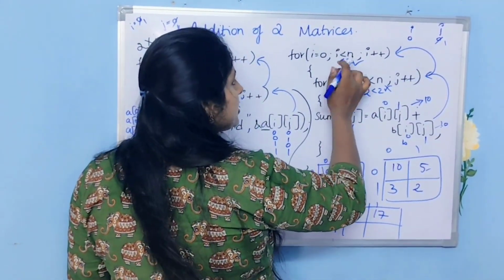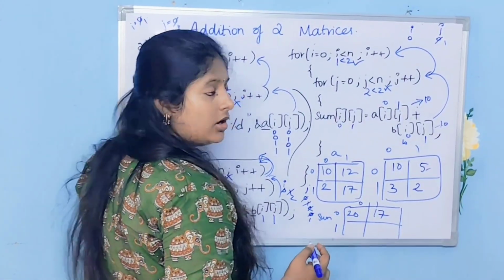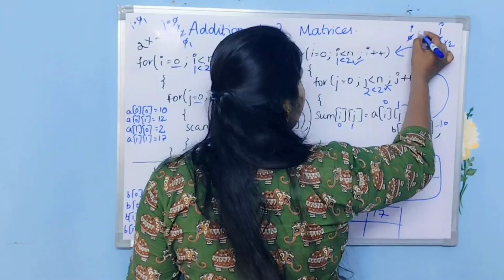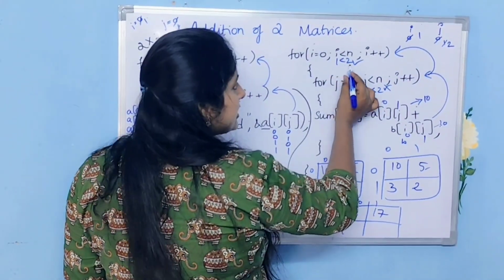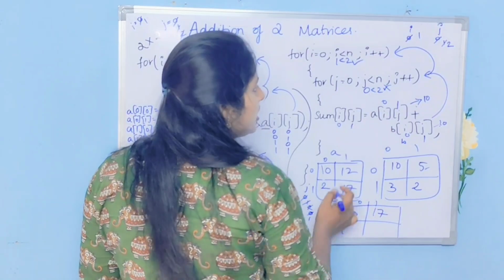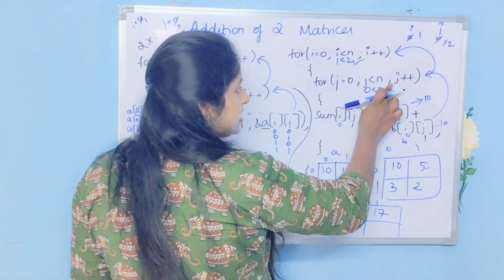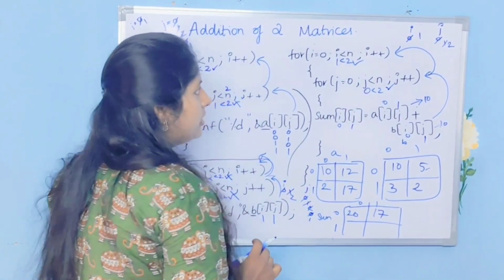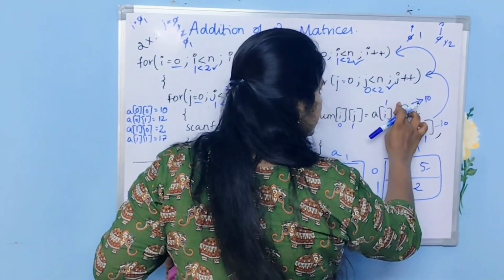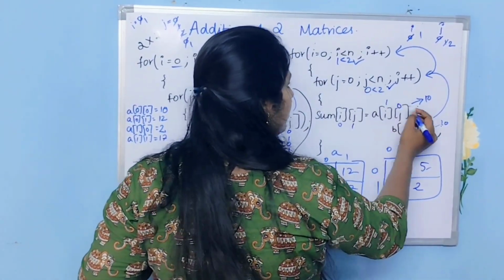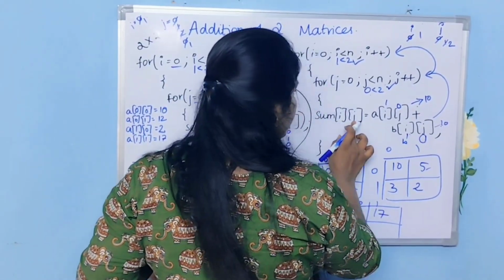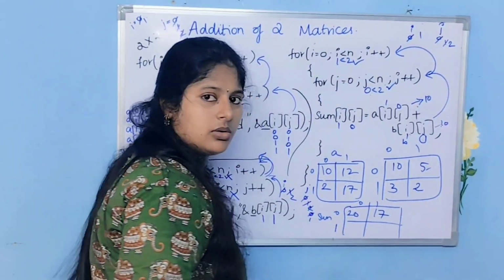The i value is incremented. I equals 1. 1 is less than 2, condition true. It goes down. Again j is initialized to 0. 0 is less than 2, condition true. So now the i value is changed to 1, the j value is 0. I value is 1, j value is 0.